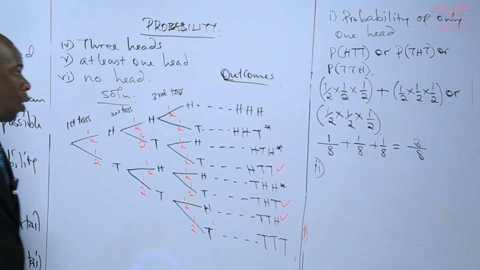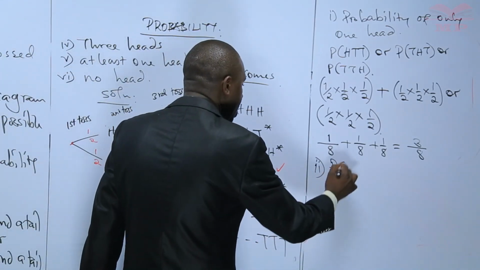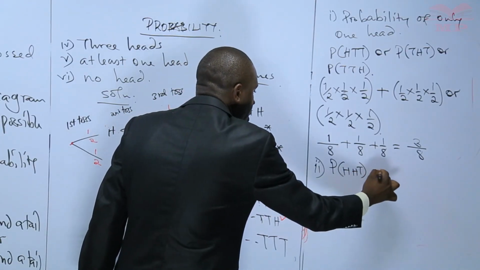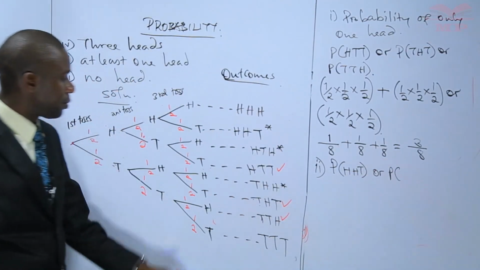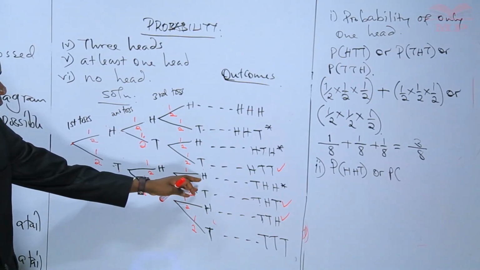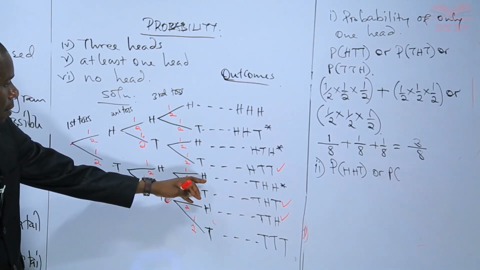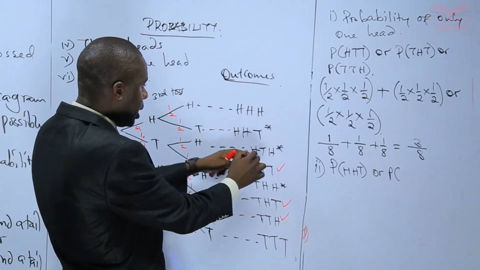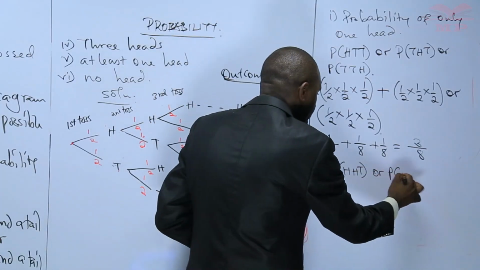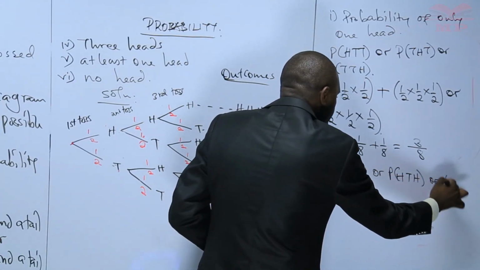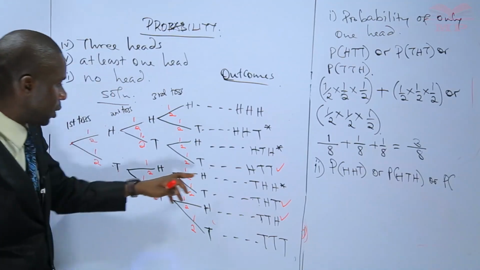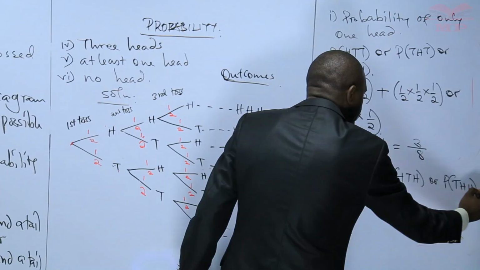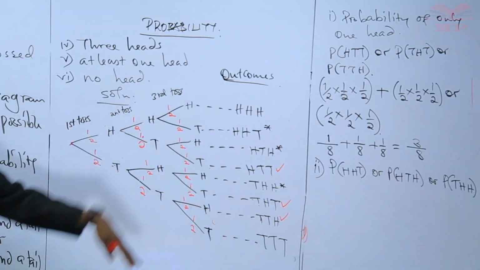Now, this can therefore be given by the probability of head, head, tail, or the probability of head, tail, head, or the probability of tail, head, head. Let's see. The first one was head, head, tail. Yes. Head, tail, head. Or we can also talk of the probability of tail, head, head. So those are the 3 probabilities we can be talking of.